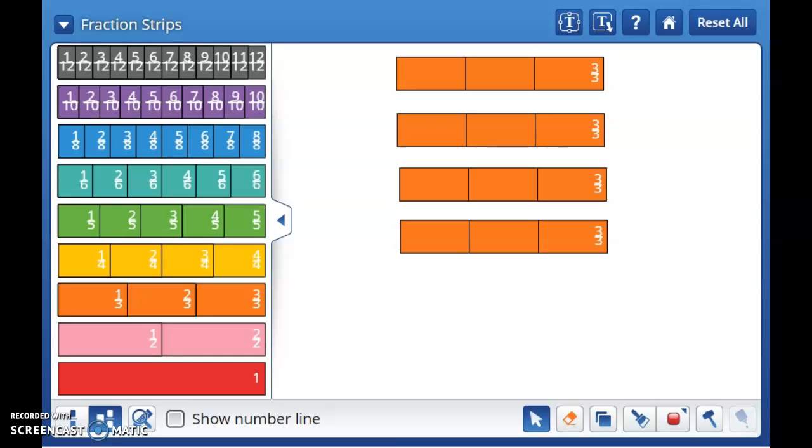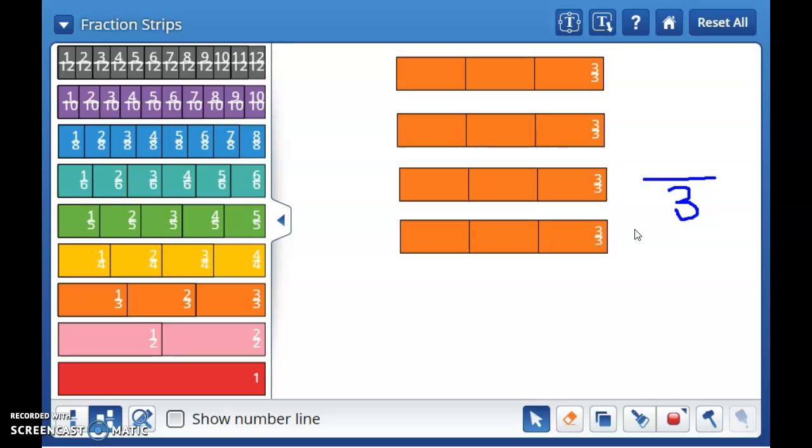We know that our denominator is 3, because each whole is broken into 3 equal pieces. This whole was broken into 3 equal pieces. When we talk about fractions, we're looking, what's our whole? 1 whole Hershey bar, and how many pieces was that broken into? So we can say each Hershey bar was broken into 3 equal pieces. This has thirds, this Hershey bar has thirds, this Hershey bar has thirds, and this Hershey bar has thirds.